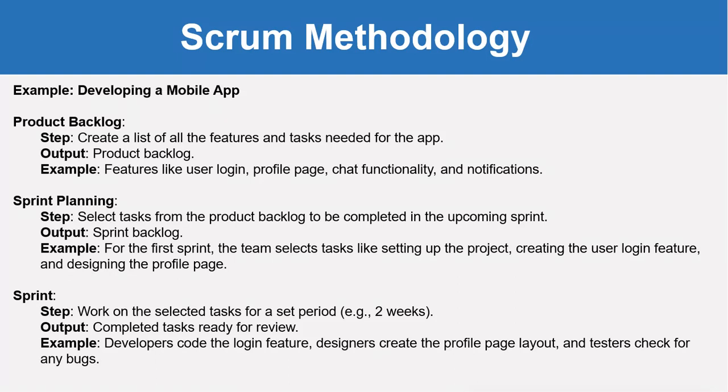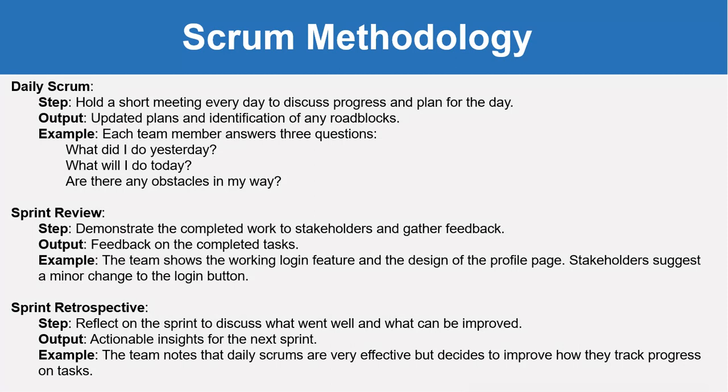For example, for the first sprint, the team selects tasks like setting up the project, creating the user login feature and designing the profile page. Then the sprint, the work on the selected tasks for a set period, which is 2 weeks. The output is completed tasks ready for review. For example, developers code the login feature, designers create the profile page layout and testers check for any bugs.